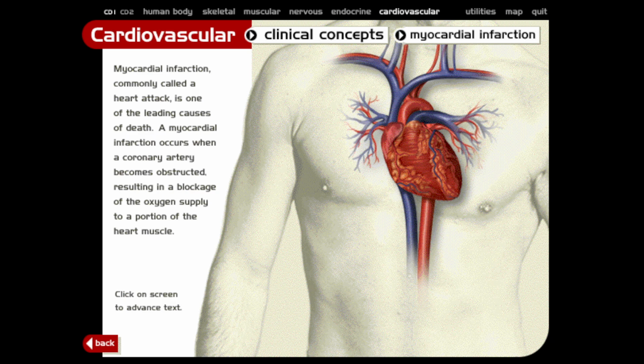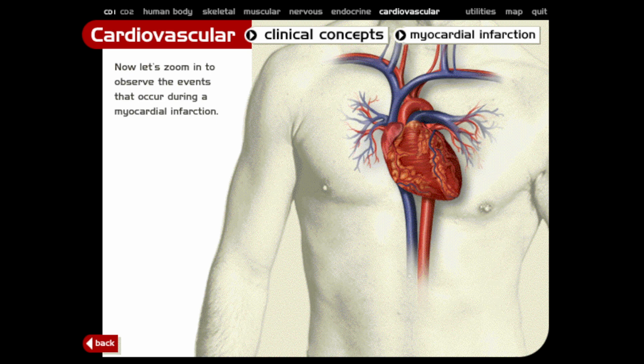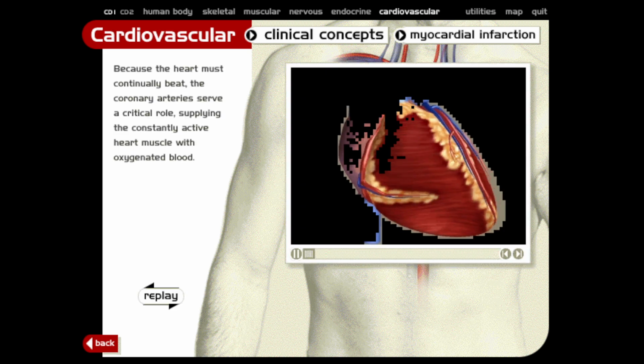Myocardial infarction, commonly called a heart attack, is one of the leading causes of death. A myocardial infarction occurs when a coronary artery becomes obstructed, resulting in a blockage of the oxygen supply to a portion of the heart muscle. Now let's zoom in to observe the events that occur during a myocardial infarction.